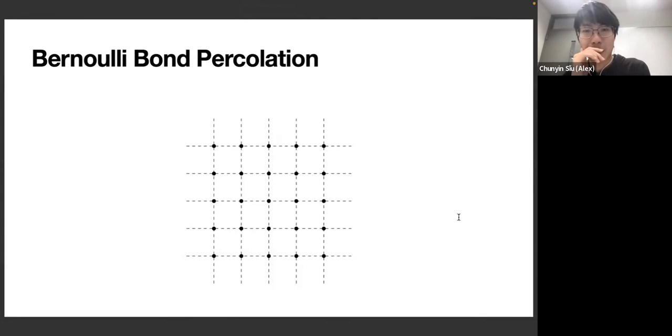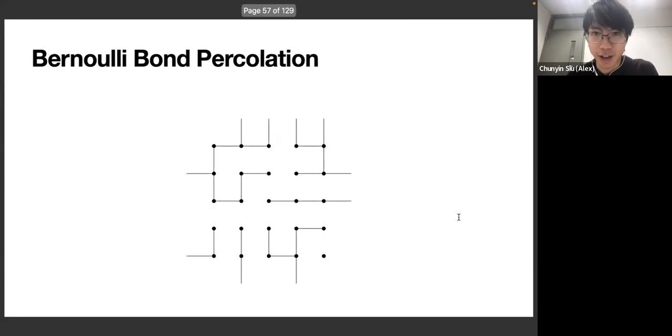And the last random object that I'm going to briefly introduce before showing you the main dish today is the percolation model. So you start with a grid and you connect nearby points with these edges. And then for each edge, you flip a coin and decide whether the edge is in the random shape. Okay. And so you get something like this.